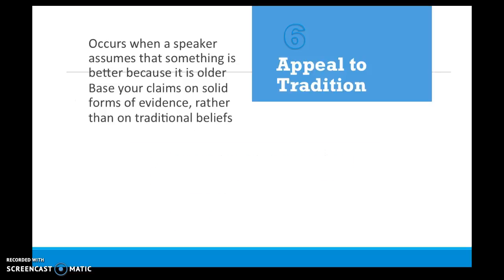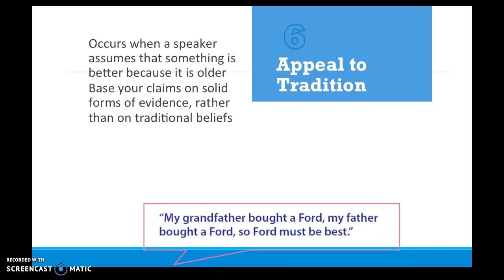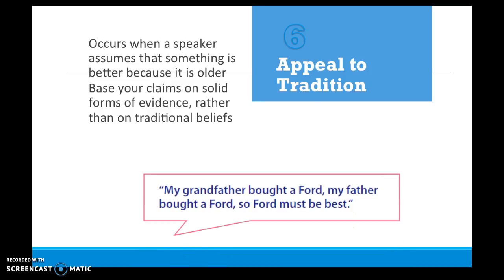Appeal to tradition. This occurs when the speaker assumes that something is better just because it's older. So base your claims on solid forms of evidence rather than on traditional beliefs. That's how you avoid an appeal to tradition. Just because something is old doesn't mean it's better. Just because something has always been that way doesn't mean it's better. My grandfather bought a Ford. My father bought a Ford, so Ford must be the best.